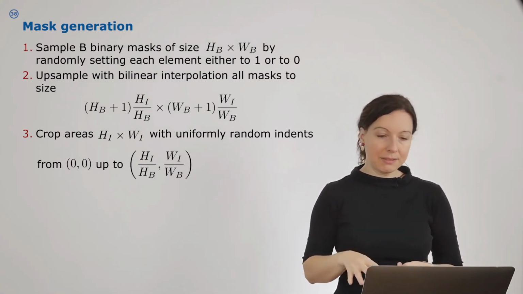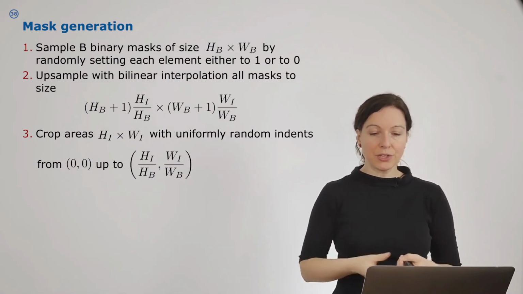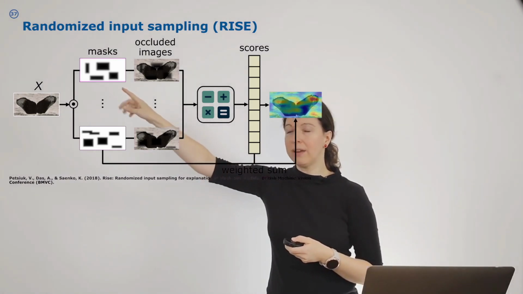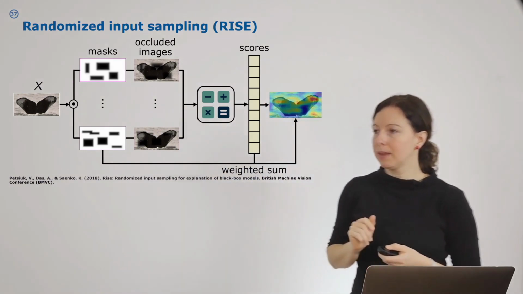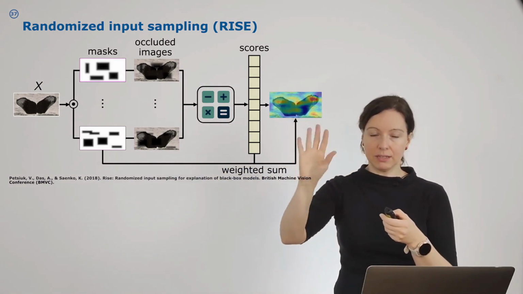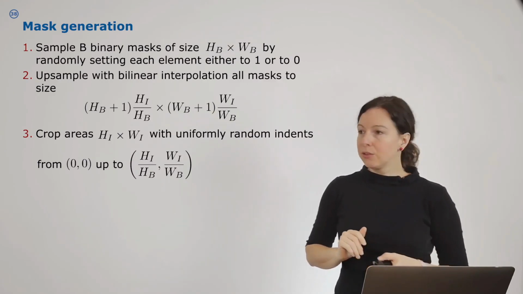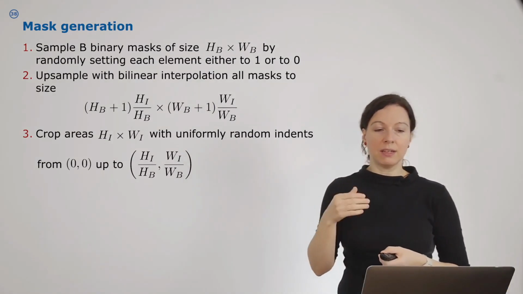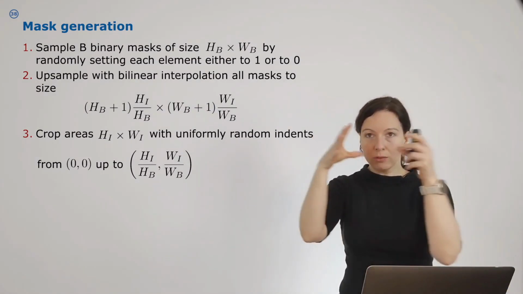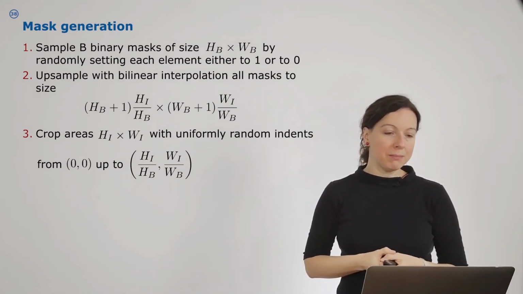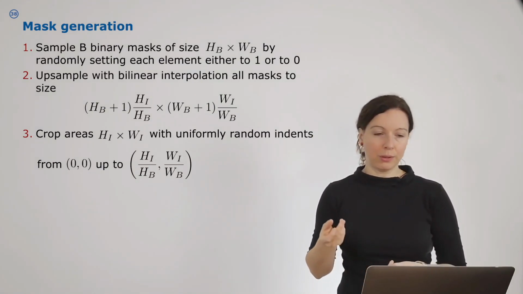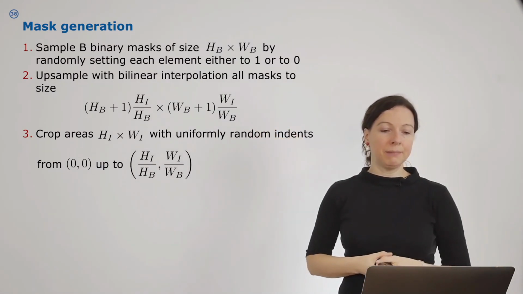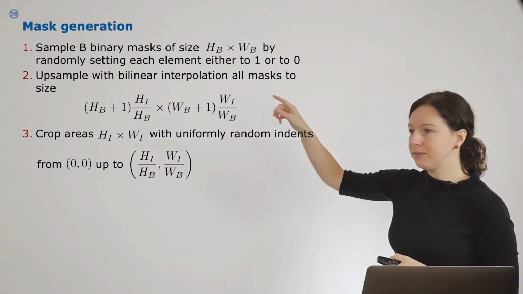And so bilinear upsampling does not introduce sharp edges and results in smooth heat maps. So this is what you can see here. You do not have sharp edges, it's more smooth. What is done here: first of all, you sample B binary masks, say H_B times W_B, so they're smaller, by randomly setting each element either to 0 or to 1. And then you upsample all masks with bilinear interpolation to this specific size here.